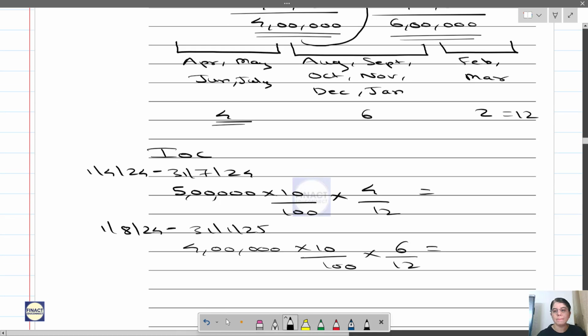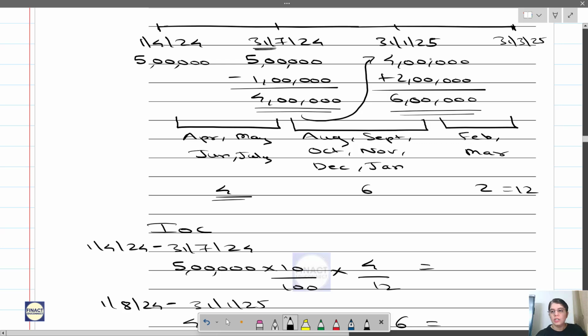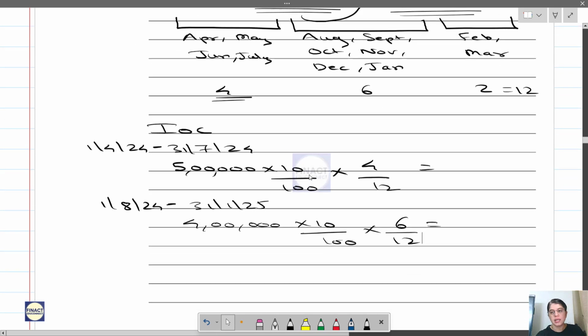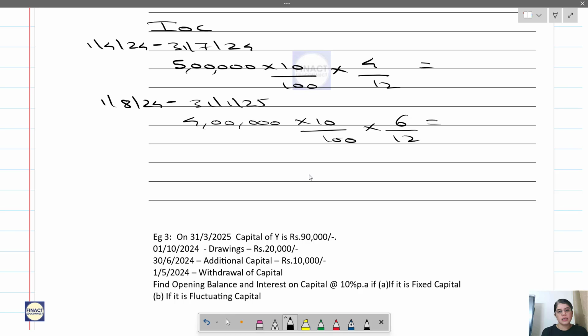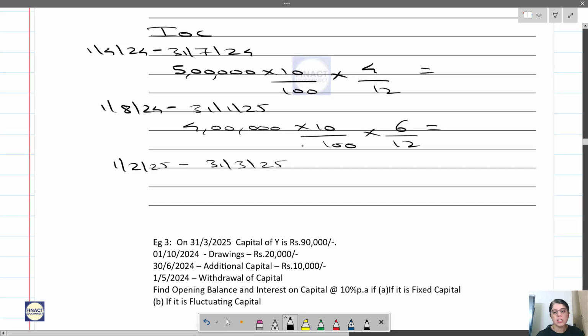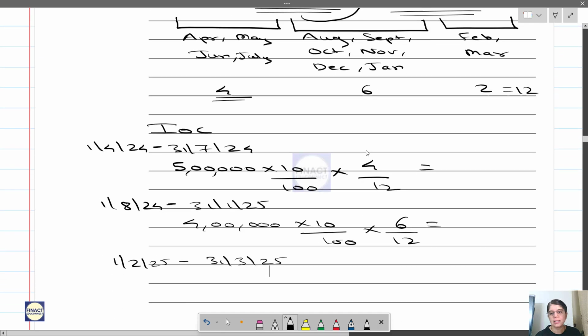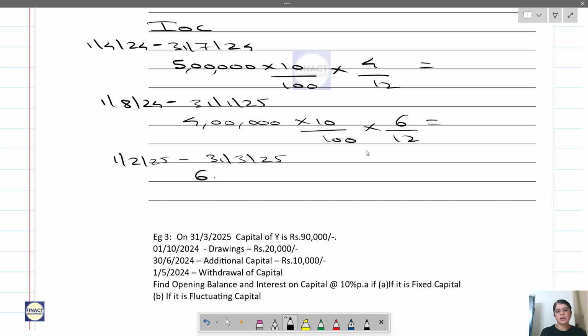Then Jan to March, that is Feb and March. So I'll consider it as 1st Feb 25 to 31st March 25. It was increased to 6 lakhs. So it will be 6 lakhs into 10 by 100 into 2 by 12. So you should always cross check this: 4 plus 6 plus 2. In case of interest on capital, it should be 12.